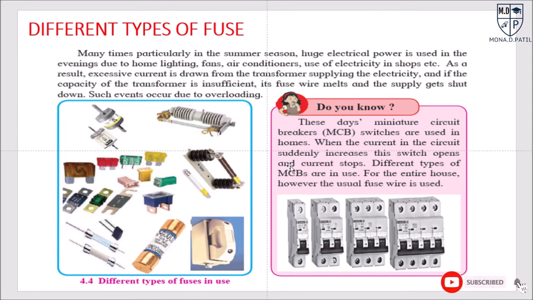These days, miniature circuit breakers, or MCBs, you may have seen in your houses also. These switches are used in homes. When the current in the circuit suddenly increases, these switches open and the current stops. Different types of MCBs are in use for the entire house. However, the usual fuse wire is also used.